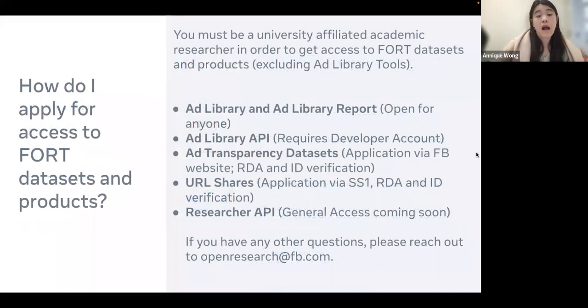And then just to summarize what I've spoken about, you must be a university affiliate academic researcher in order to get access to the FORT data sets and products that I had mentioned, excluding the ad library tools. And then this is a breakdown of the application processes and what legal agreements you'll have to sign.